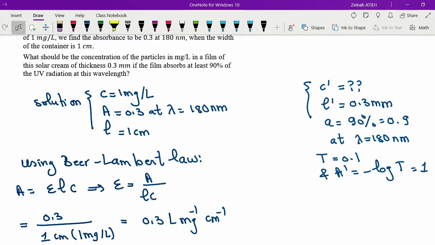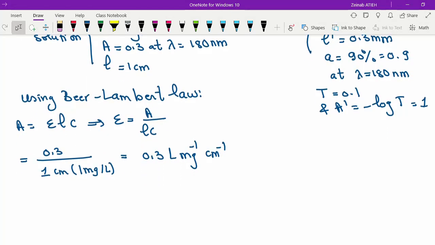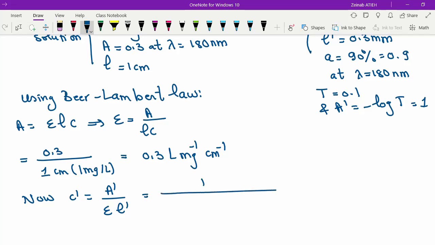Now let's use this epsilon to find the concentration in the second case. So same formula, Beer-Lambert law for the second case. Now C prime equals A prime over epsilon L prime. Epsilon remains the same, same particle, same epsilon. A prime is 1, it's unitless. Epsilon is 0.3 liter milligram minus 1 centimeter minus 1.